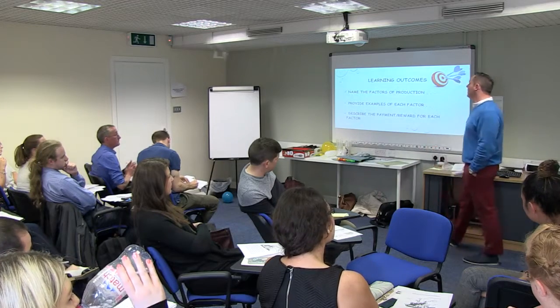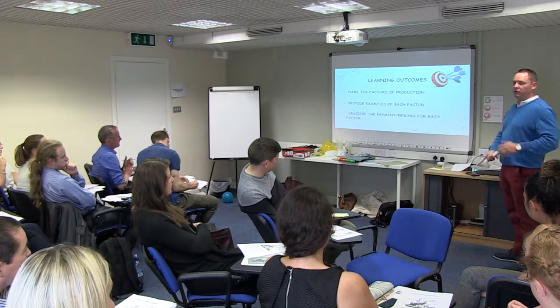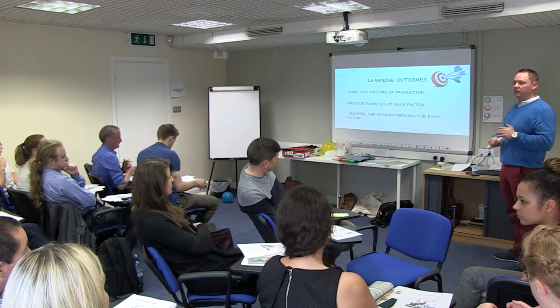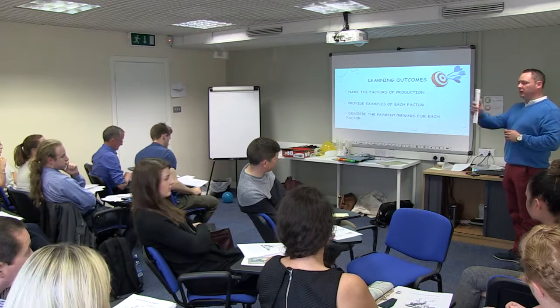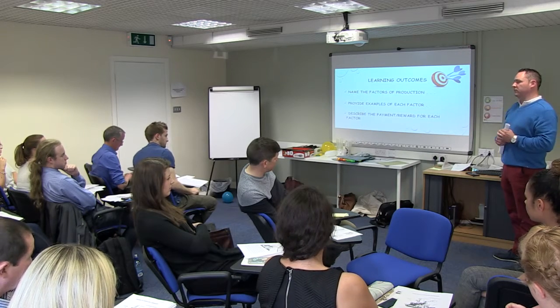So we can name the factors of production, we can provide an example of each factor, and can we also provide the payment or the reward for each factor? So Mark, payment or reward for land? Rent. This group, labour? Wage. Capital? Interest. And enterprise? Profit.